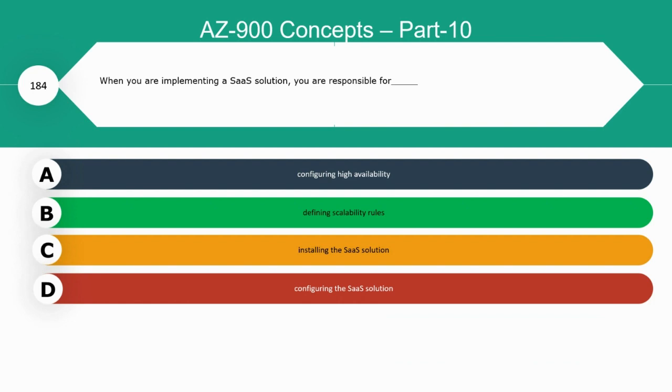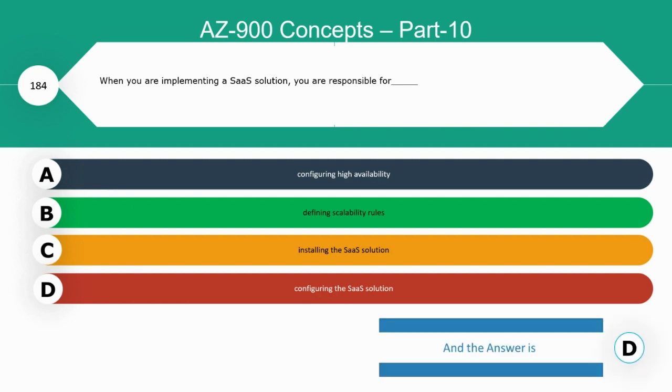Next question. When you are implementing a software as a service, SaaS, solution, you are responsible for dash. Is it configuring high availability, or defining scalability rules, or installing the SaaS solution, or configuring the SaaS solution? The right answer for this question is option D.